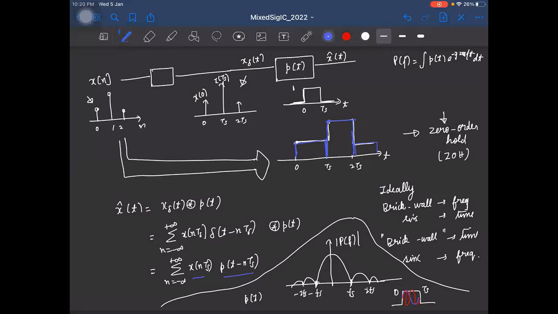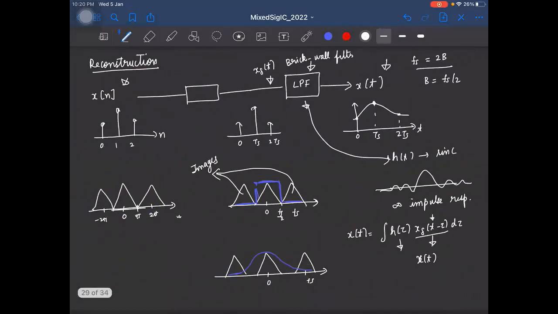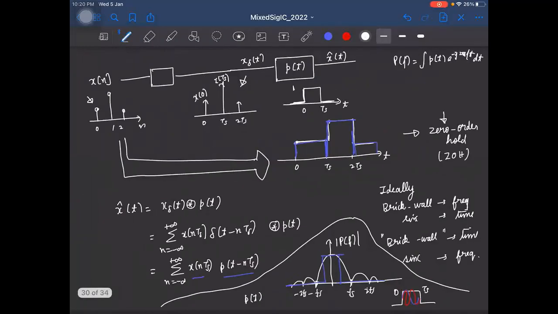Okay. But ideally, what we wanted was a brick wall characteristic like this. But instead, when we are doing the zero order hold, we are having a sinc kind of frequency response. Obviously, this might not be good enough for filtering the images, that is, these portions. So in practice, what we do is after this, we also have a low pass filter for additional filtering.